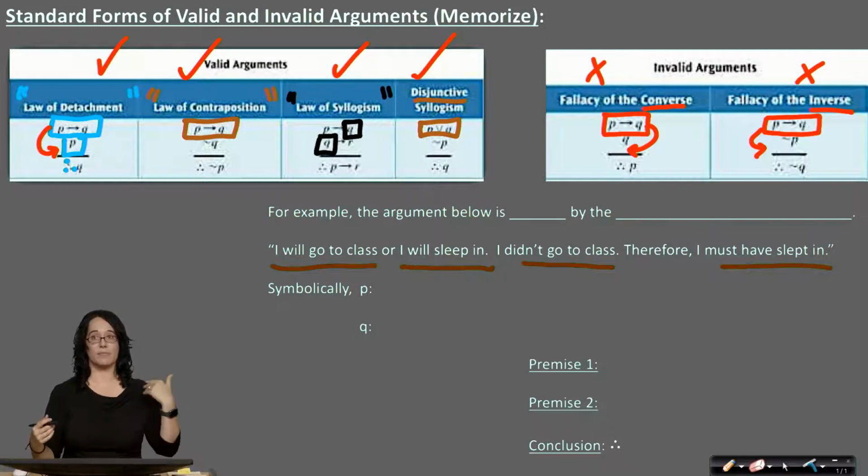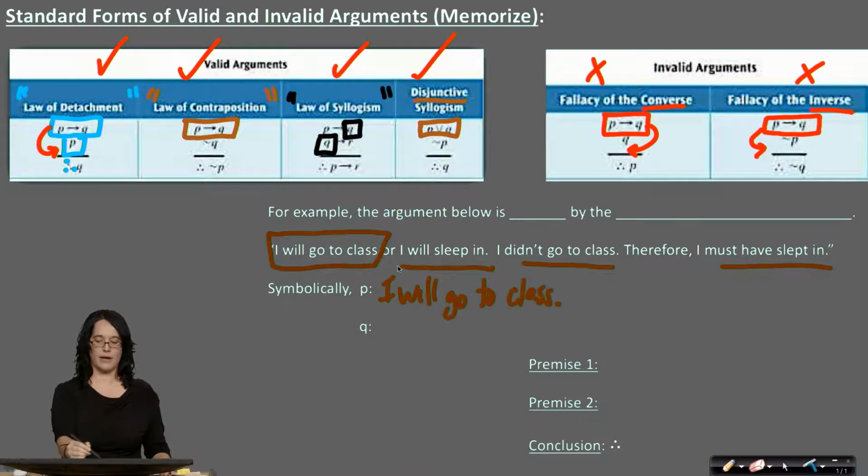So first step, you can look back to your last slide. When you're analyzing a logical argument, you want to rewrite the argument symbolically. So symbolically, let's first recognize going to class, or I will go to class. That's like statement P, right? Again, you could label it C for class if you preferred, if you like that better from the last example. But most of the time we use P's, Q's, and R's, etc.